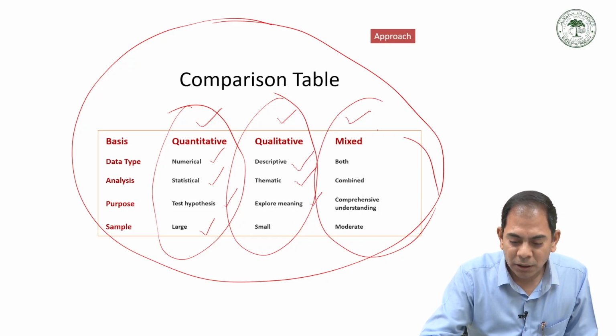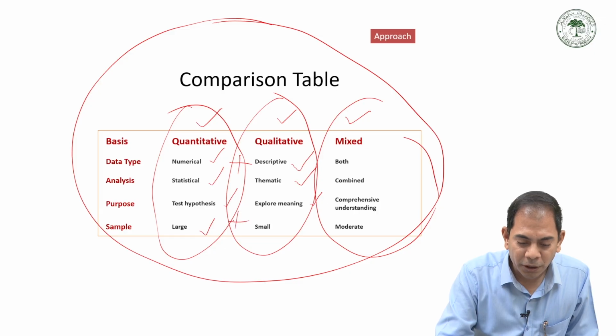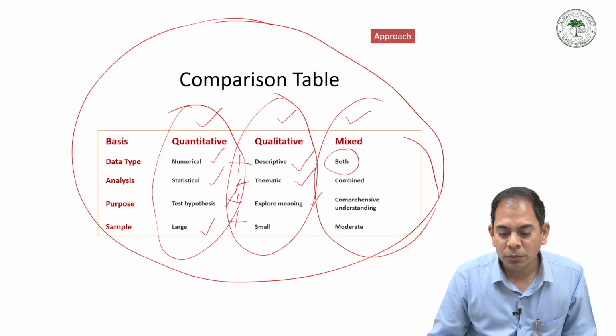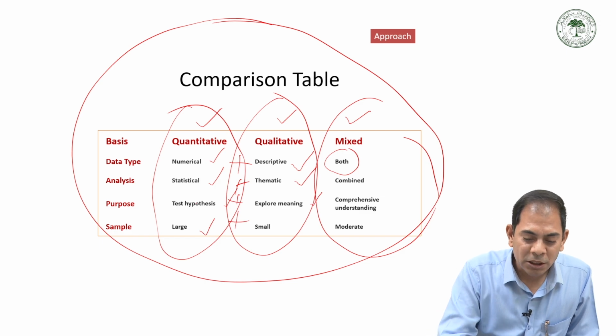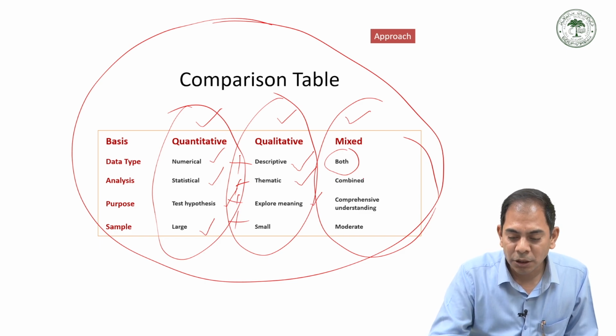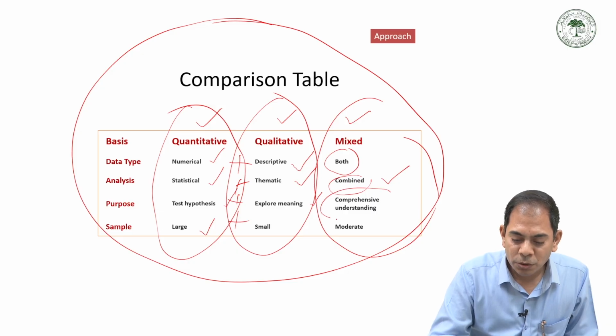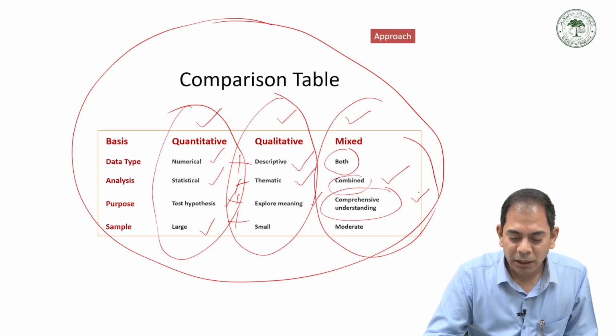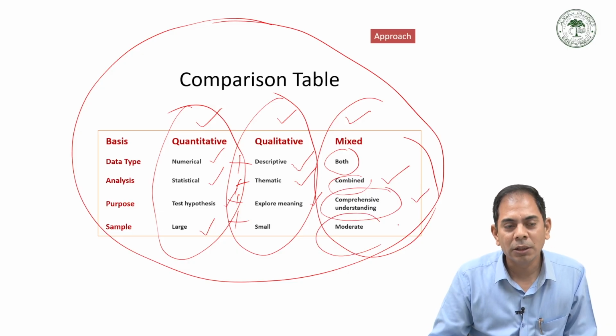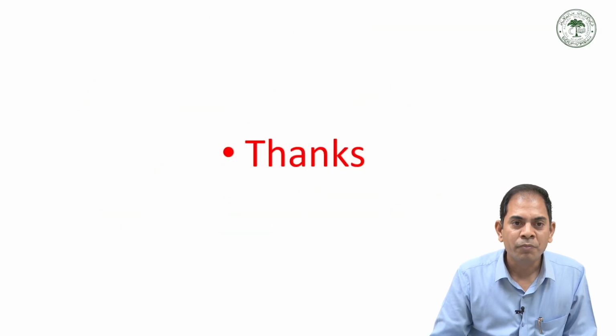But mixed method is a mix of the qualitative and quantitative aspects. This means numerical and descriptive data are both used, and statistical and thematic analysis are both used in mixed type of research. The main purpose is comprehensive understanding, and the sample size may be small or large, but generally we use a moderate sample size.